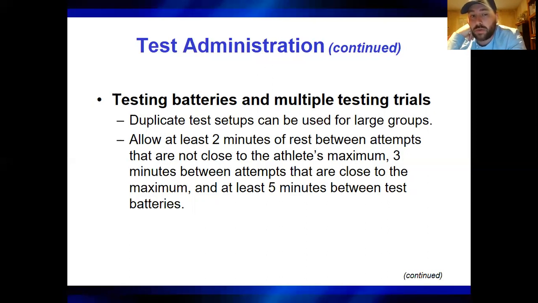Allowing 2 minutes of rest between attempts that are not close to the athlete's maximum, 3 minutes between attempts that are close, and 5 minutes between test batteries. So if we're going from bench press to squat, I need to give you 5 minutes between that last bench press that you did and when you do the first squat. All right, you want to try to keep the athlete as fresh as possible.